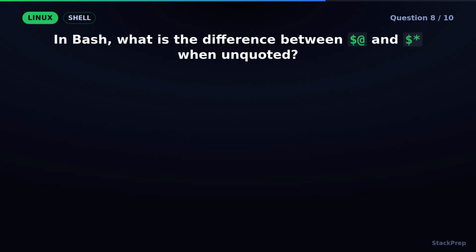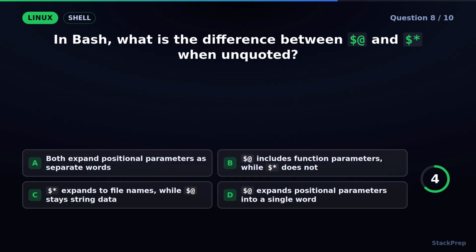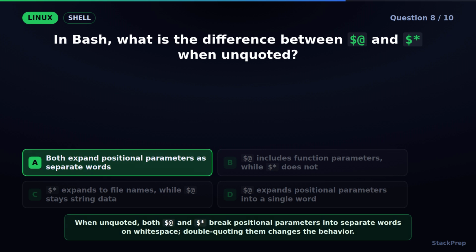In Bash, what is the difference between $@ and $* when unquoted? The answer: both expand positional parameters as separate words. When unquoted, both $@ and $* break positional parameters into separate words on whitespace. Double quoting them changes the behavior.